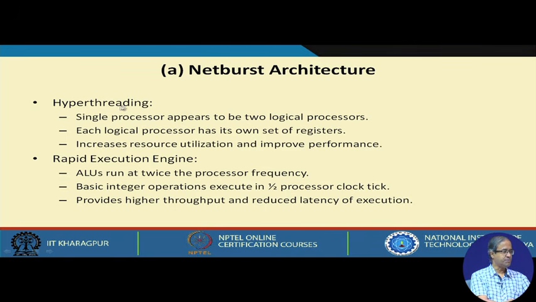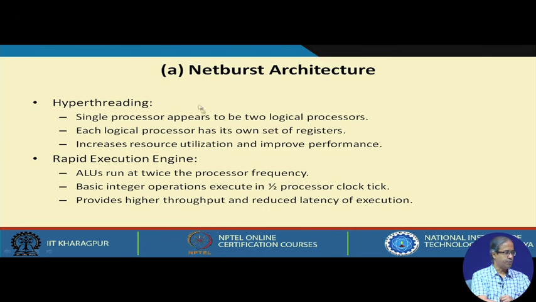Now, there are some differences here. Hyperthreading support was built in the hardware, so each of these logical processors had their own set of registers, which means we had two different register sets, one for thread 1, one for thread 2. By doing this, resource utilization and performance can be improved to a great extent, because whenever you use multi-threading with a single set of registers, when you switch from one thread to the other, you may have to save some registers and restore the new registers. But here, because there are separate sets of registers, thread switching is very fast. You simply switch to the other register set.